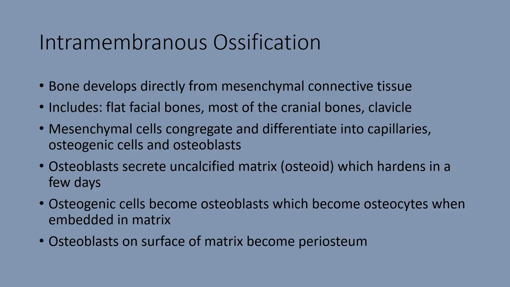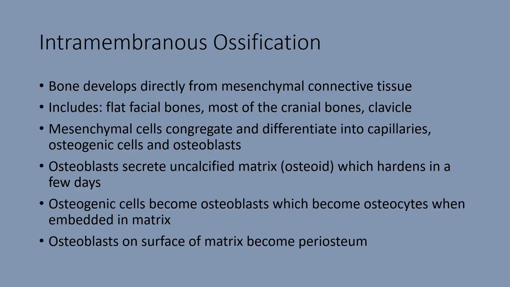differentiate into capillaries, osteogenic cells, and osteoblasts. The osteoblasts secrete this matrix that's called osteoid that doesn't have any calcium in it yet. So initially it's not hard, but in a few days it will start to harden up. The osteogenic cells, remember, are like a stem cell, and they become osteoblasts. So your osteogenic cells become osteoblasts. Your osteoblasts are secreting this matrix, which is going to start hardening in a few days.